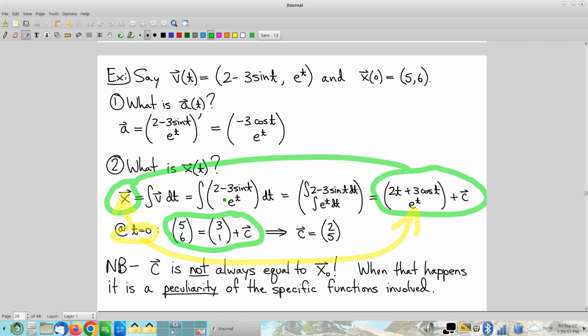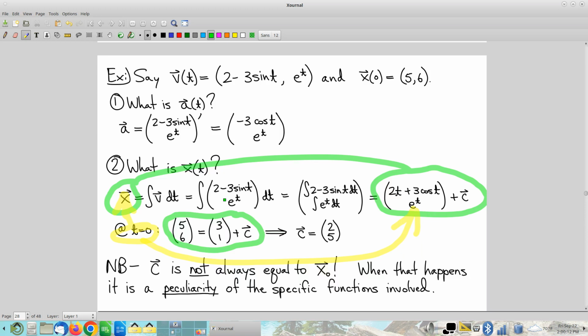So I'm going to choose whatever time it is at which I know the position. It happened to be that I was given position for t equals 0 here. But if you were given position at t equals 17, then you would plug in t equals 17, because that's a foot in the door. Is everybody happy with that?